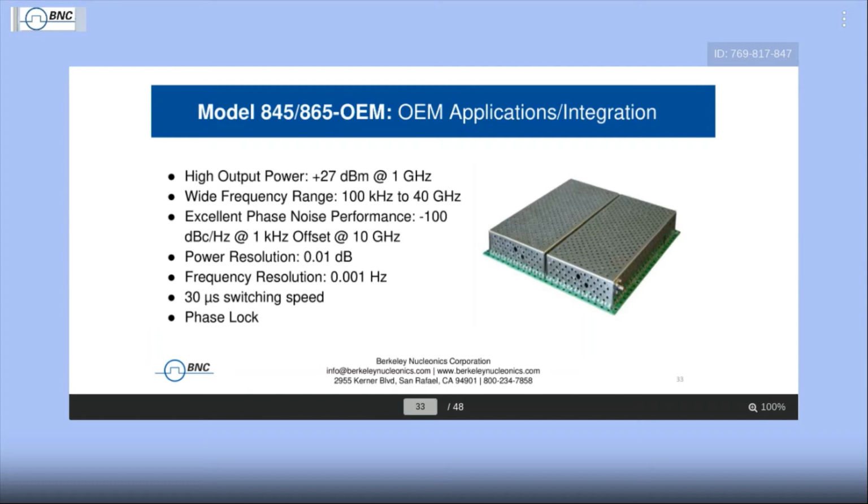Very high power, excellent phase noise, minus 100 at 10 gigs, 30 microsecond switching speed, and all of our signal generators can be phase locked. So if you have multiple OEM units or multiple benchtops, you can easily phase lock them together.